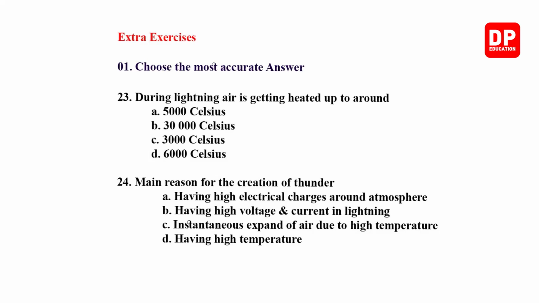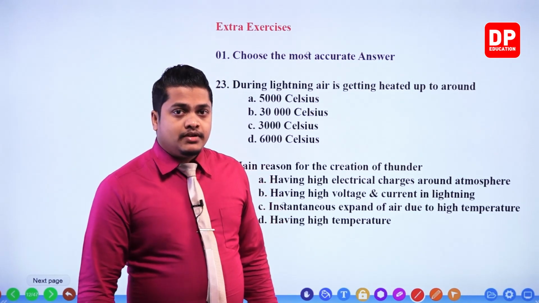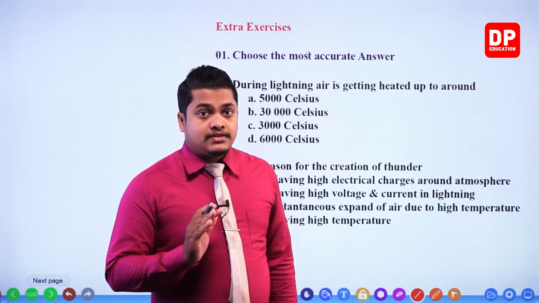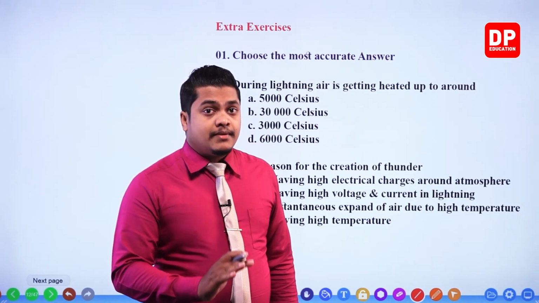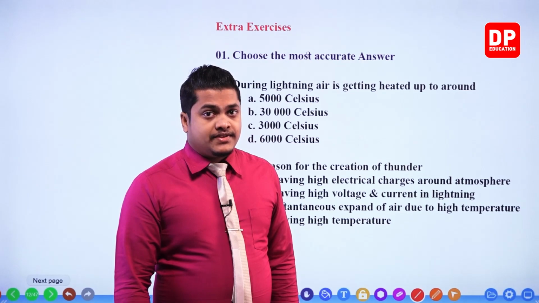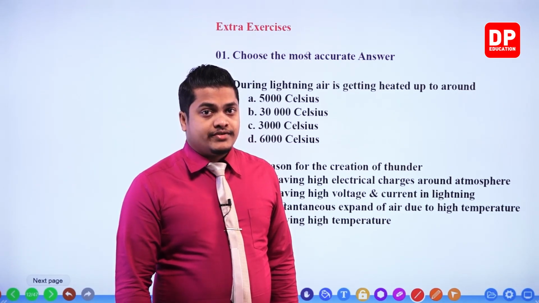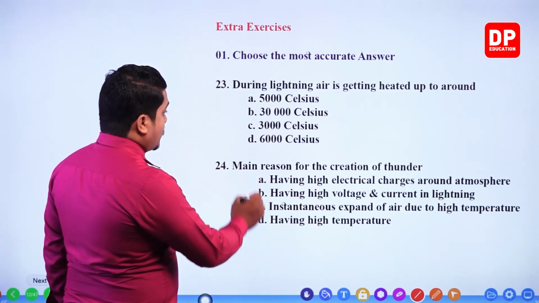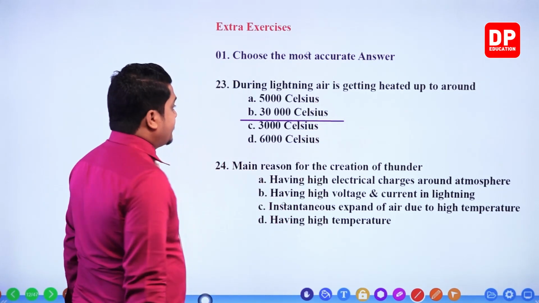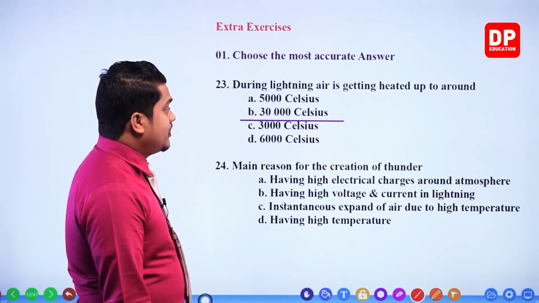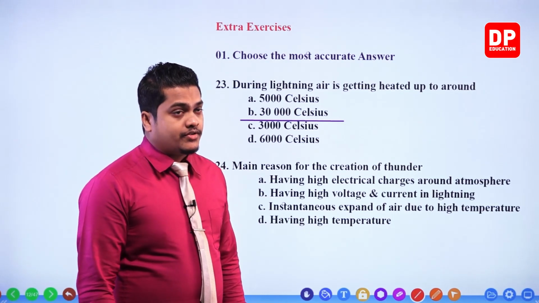During lightning, air gets heated up to around how much? So during lightning, my dear children, can you remember, air is getting heated up to around 5 times the temperature of the surface of the sun. Usually the temperature on the surface of the sun is around 6,000 Celsius. So times 5, it's nearly around 30,000 Celsius. So during lightning, air is getting heated up to around 30,000 Celsius, my dear children.